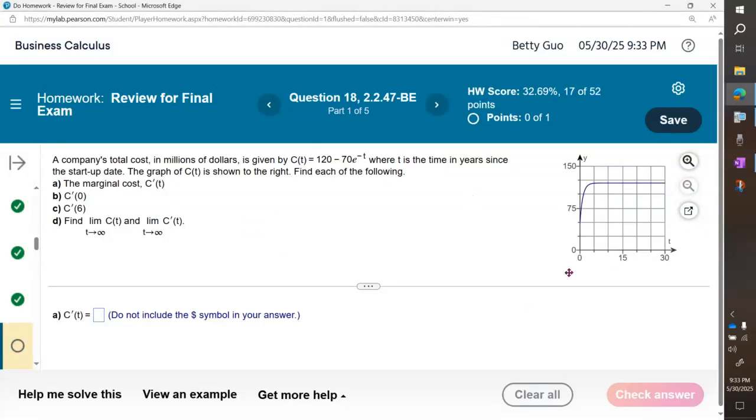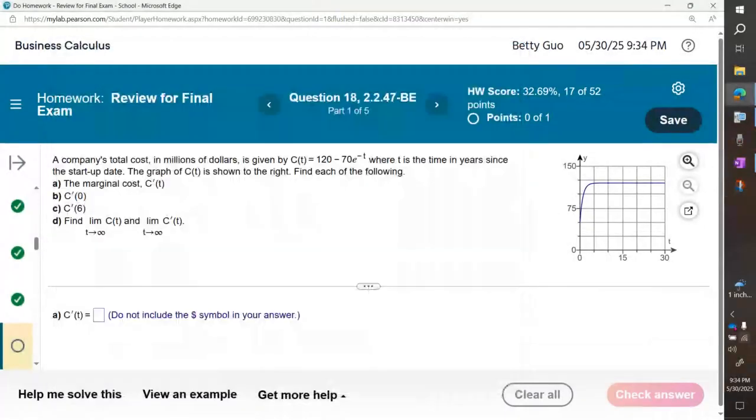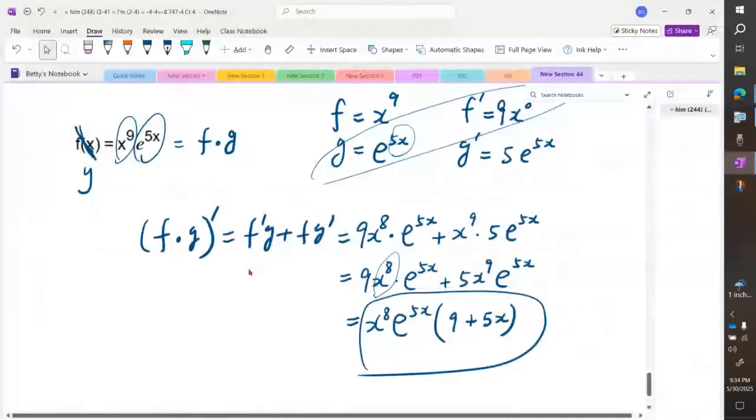Question number 18. We have this function, right? That's the graph of the function. It represents a company's total cost. This is a cost function, in millions of dollars, given by C of t. It's an exponential function, where t is the time in years since the startup date. The graph of C of t is shown to the right. Find each of the following. A. The marginal cost C prime. Okay. Then we copy paste the cost function, and then we take the derivative of the function to get the marginal cost function.